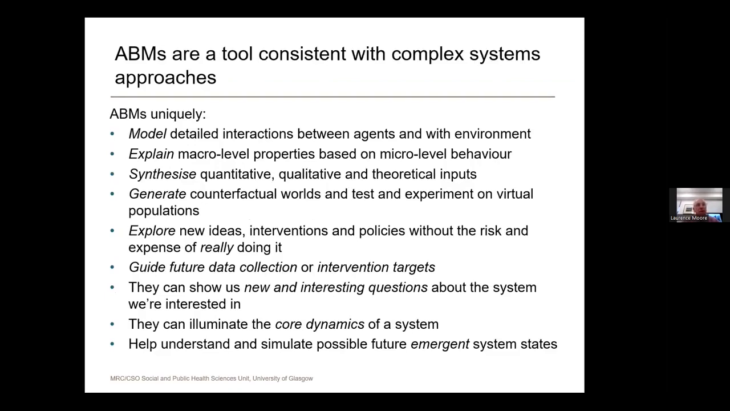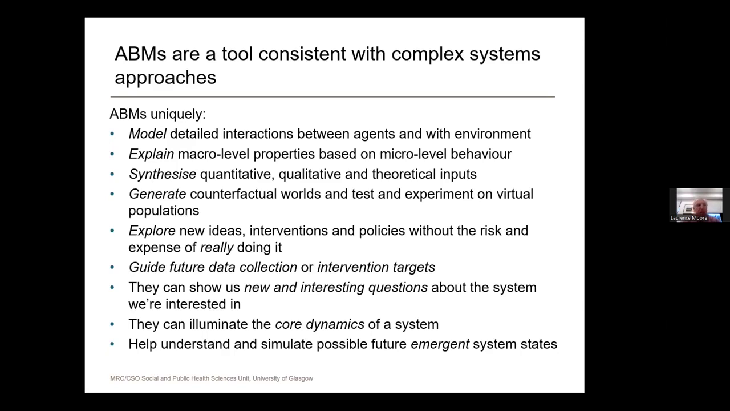The ABMs allow us to model the detailed interactions between agents and the environments they're in, and different types of agents such as place and setting. They enable us to explain macro level system properties that arise from individual level decisions made by individual agents in the way I've described through the rules.